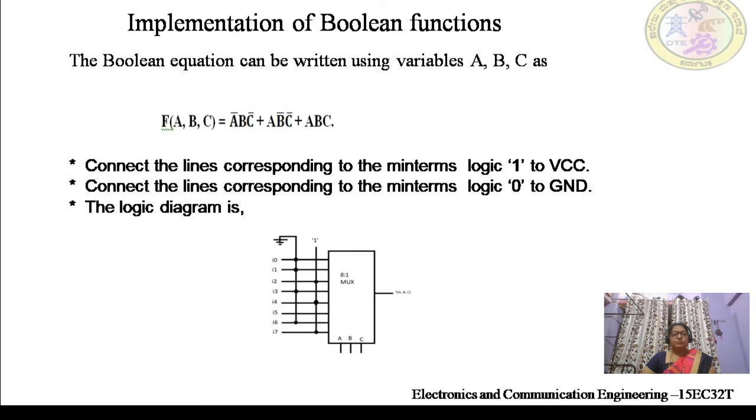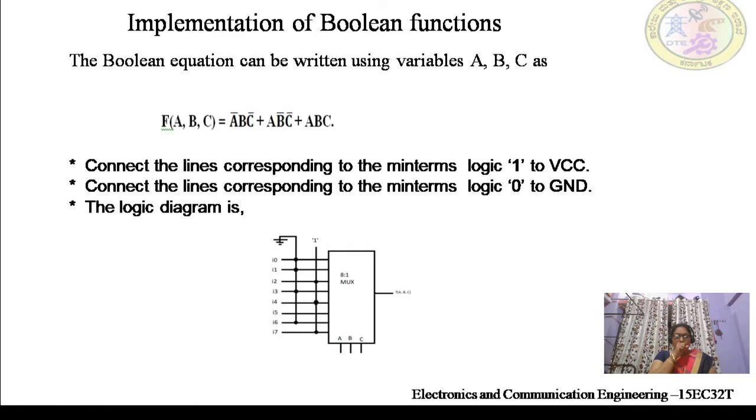In this way, if any Boolean expression contains two variables, then we have to implement that using 4:1 mux. If any expression contains four variables, then we have to implement it using 16:1 mux. So here, the order of the mux is dependent on the number of variables used in the expression.